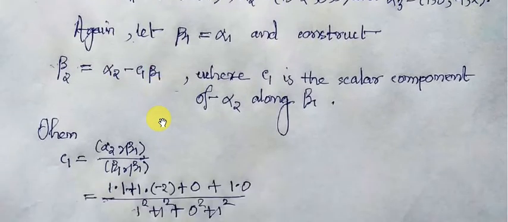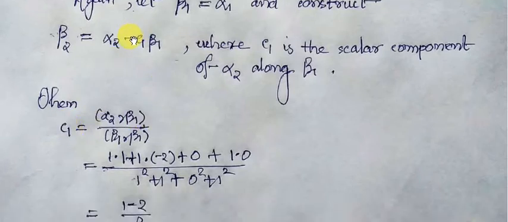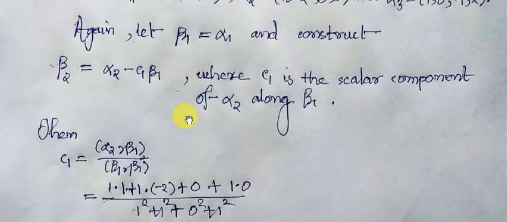And how to calculate this scalar component? Everybody is familiar with this. So c1, being the scalar component of the alpha 2 vector along the vector beta 1, equals the inner product of alpha 2 and beta 1 divided by the inner product of beta 1 and beta 1. And as I have told you, we are considering the standard inner product on this Euclidean space R4.